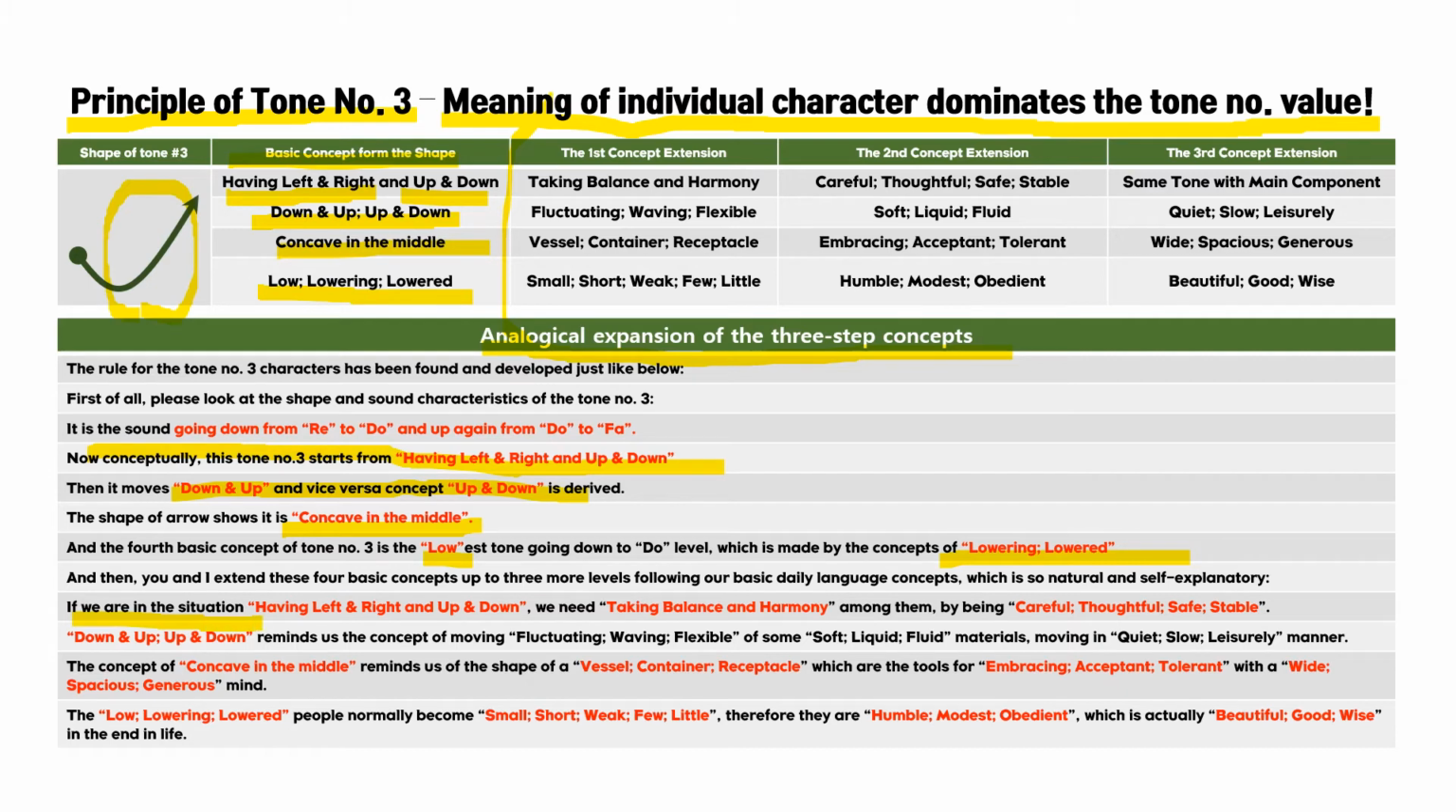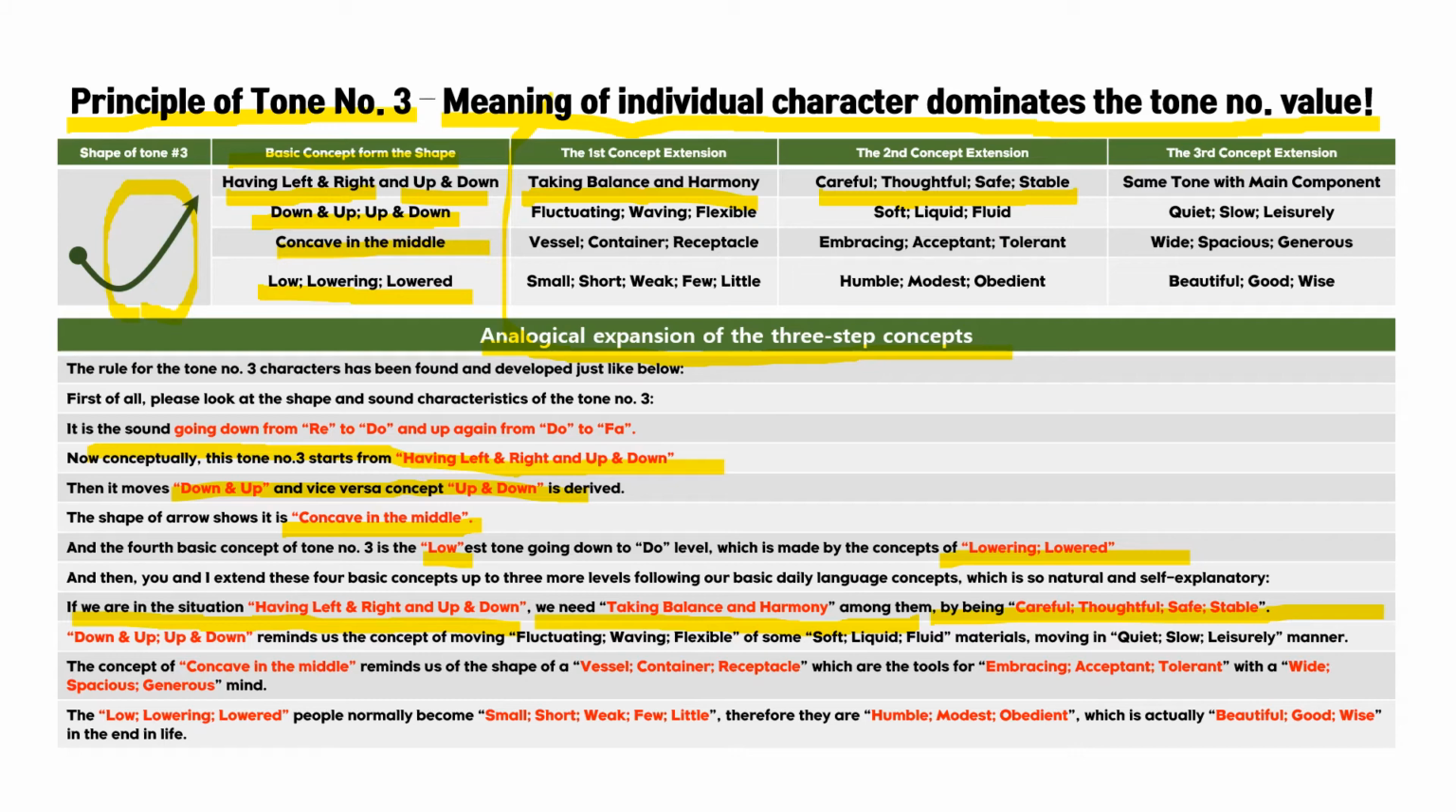If we are in the situation of having left and right and up and down, we need to take balance and harmony among them: up and down harmony, and left and right harmony and balance. And by being careful, thoughtful, safe, and stable with our measures. So careful, thoughtful, safe, and stable. This is the conceptual development.